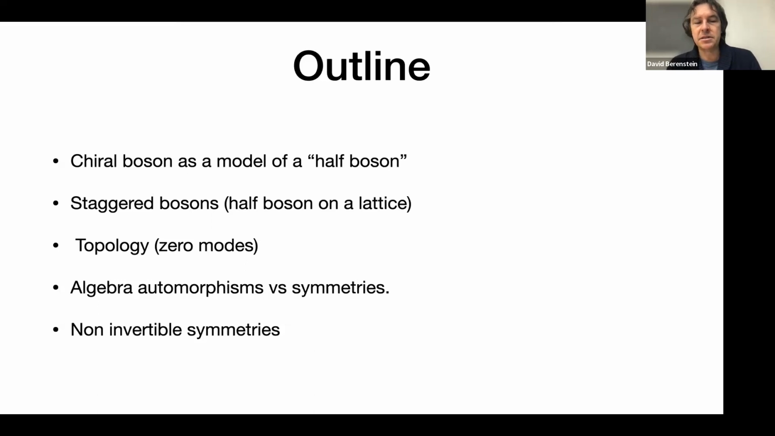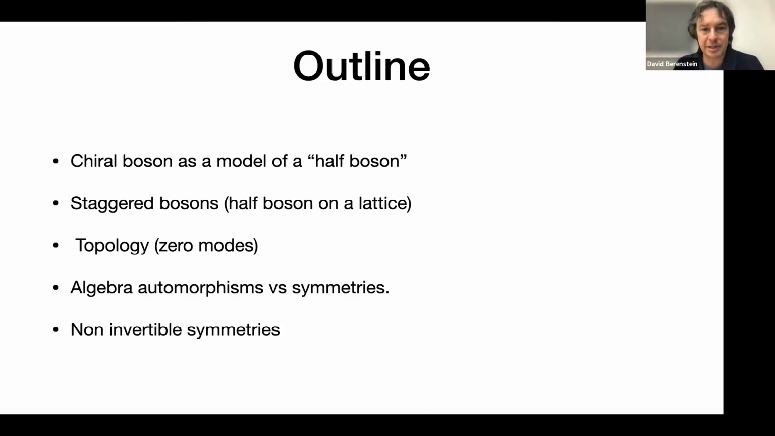And then we're going to talk a little bit about what's the difference between a symmetry and an algebra automorphism, because this seems to be at the heart of what non-invertible symmetries are. There's an algebra that you have around, there's an automorphism of it, and then the question is whether that is realized as a symmetry in the Hilbert space or not. And the difference between these two things is where non-invertible symmetries kind of lie.